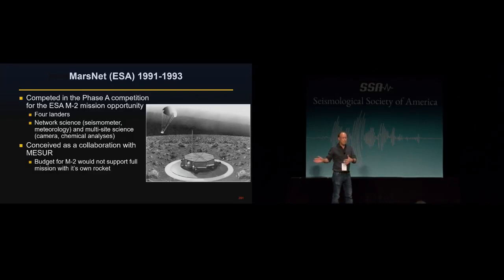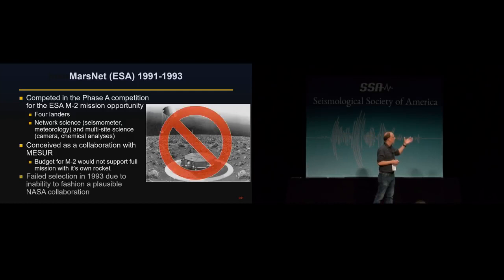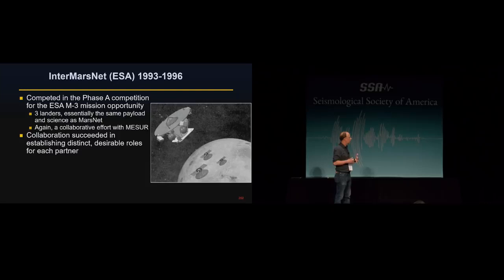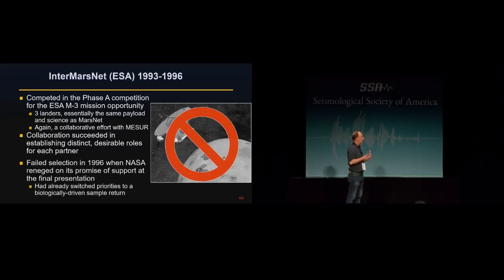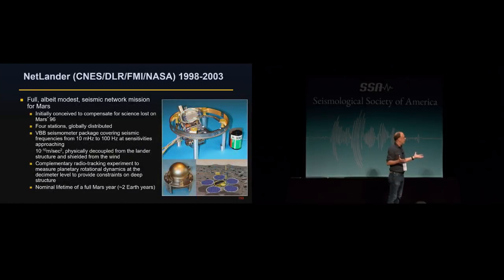While Measure was going on, we had parallel things going on in Europe. There's a lot of interest in planetary seismology in Europe. There was something called MarsNet. It was a little bit too expensive, and they couldn't get it together with NASA, so it didn't make it. But the next round with ESA, they re-proposed it as InterMarsNet and got a good collaboration going with NASA. NASA was going to launch these things. They had a lot of synergy, but right at the very end, when NASA was supposed to stand up and vouch for it, they pulled out because of the meteorite thing.